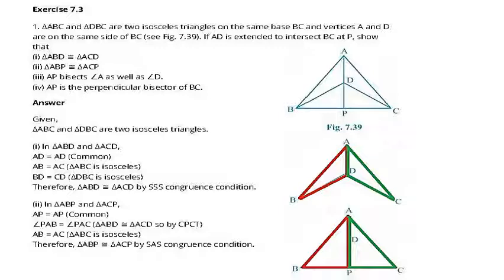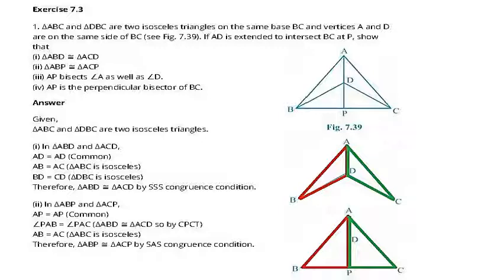It states a triangle ABC and triangle DBC are two isosceles triangles on the same base BC. Vertices A and D are on the same side of BC. If AD is extended to intersect BC at P, show that there are four parts.